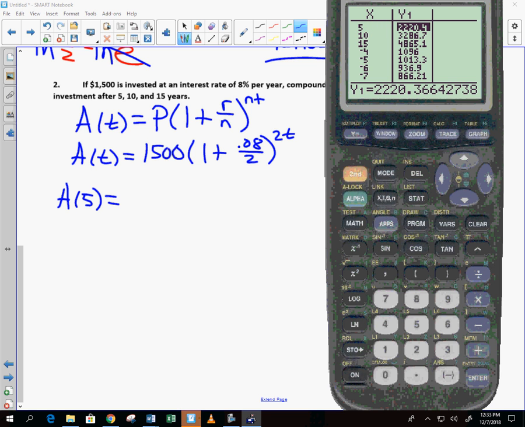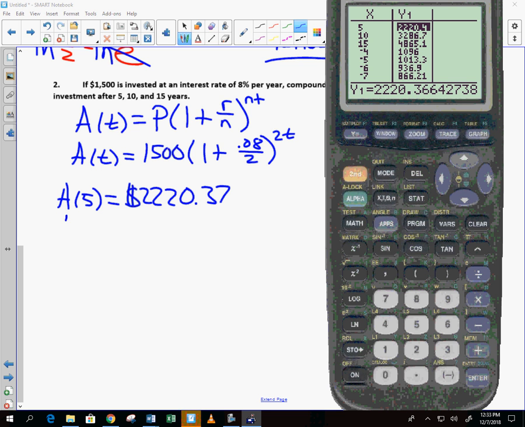So that means that the amount after 5 years is equal to, and just in case you didn't know, if you go over to your table and highlight it, you can see that the y sub 1 value shows the entire value. So we want to carry it out to the hundredths place. We go to pennies. Is that all right? Okay. So we got 2,220.37.